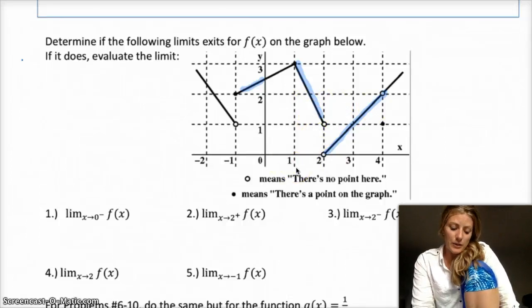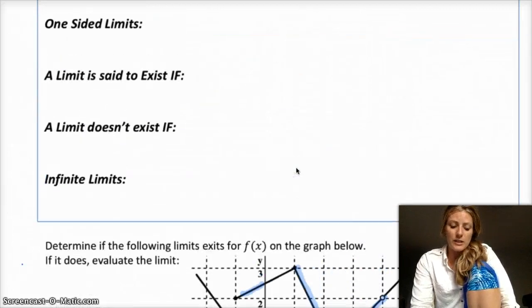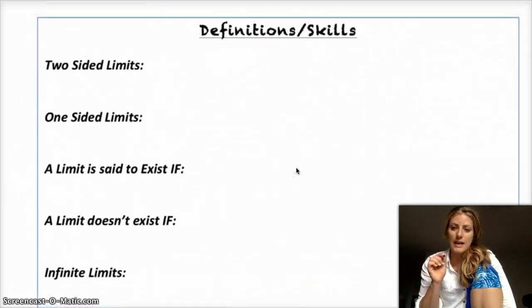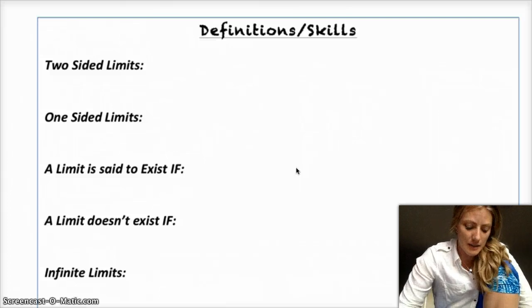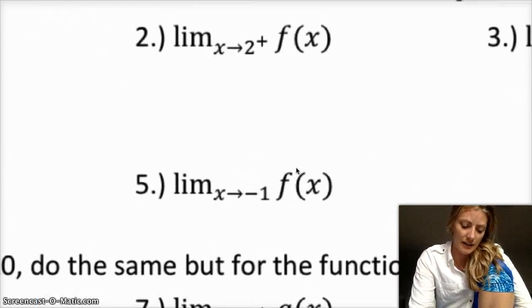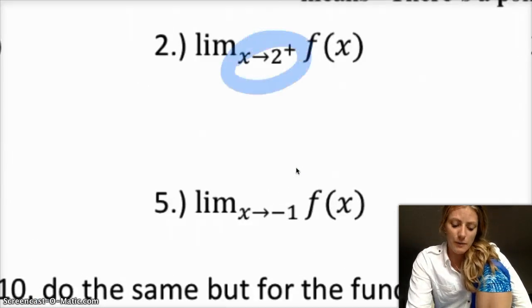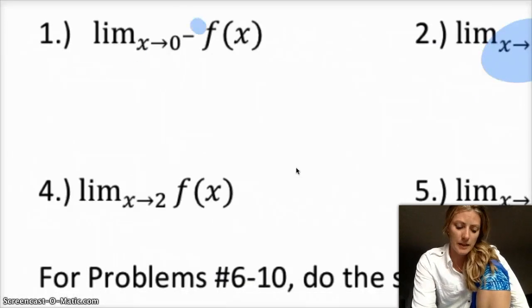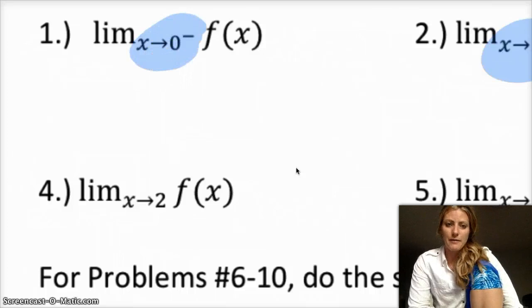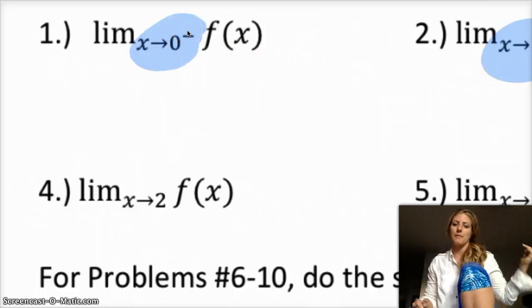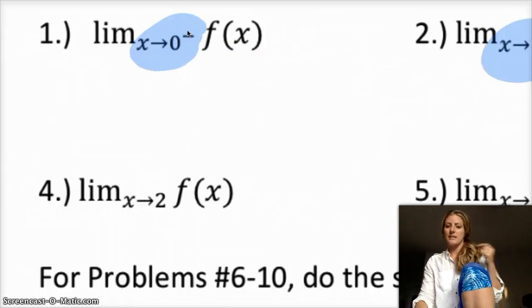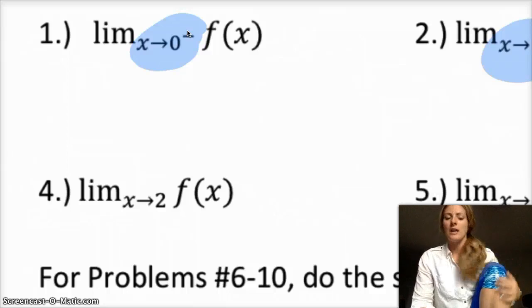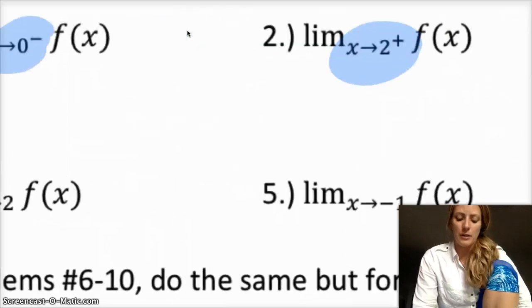So the way that you denote those things is you put a little plus sign on the side of the limit, kind of like I have done here in the example. So this means from the right, and this means from the left. A little negative sign means coming from the negative direction, and the little plus means from the right side.